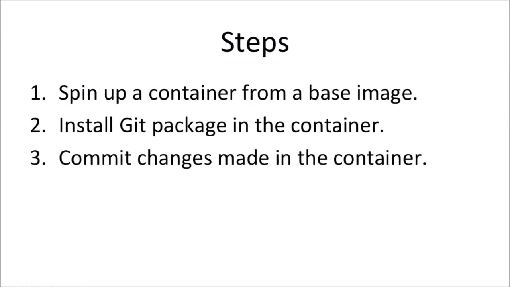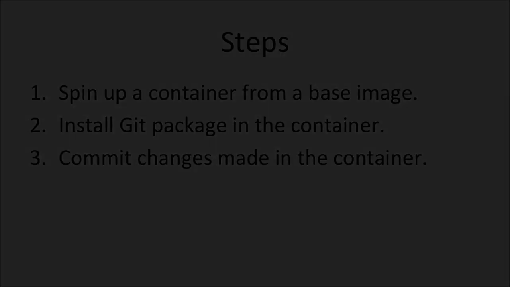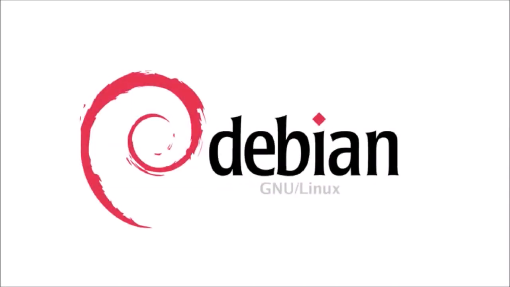Here is what we'll do in the lecture. Firstly, we'll spin up a container from a base image. Secondly, we'll install git package in the container. Finally, use docker commit command to commit changes made in the container to build a new image. Let's see this in action. This time, we'll be using Debian Image, which is one of the most popular Linux distributions.